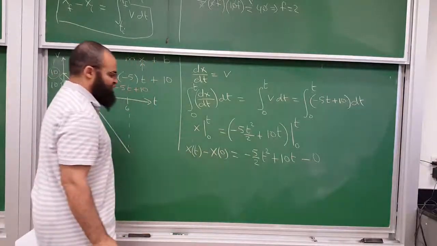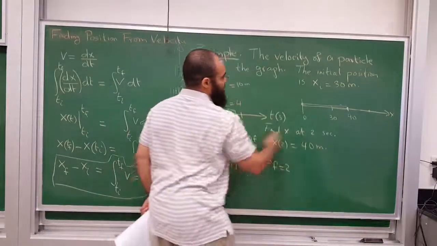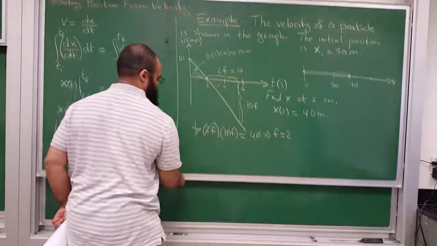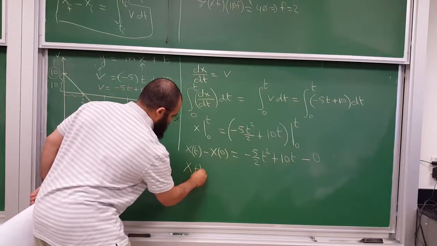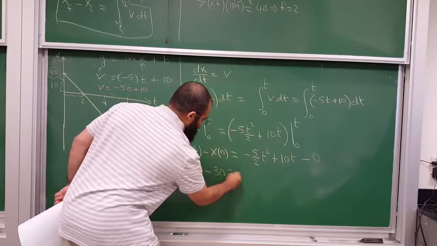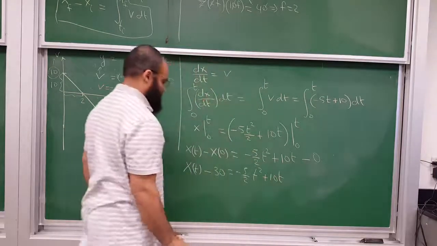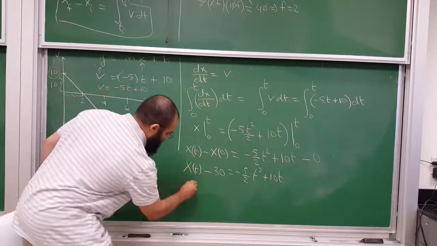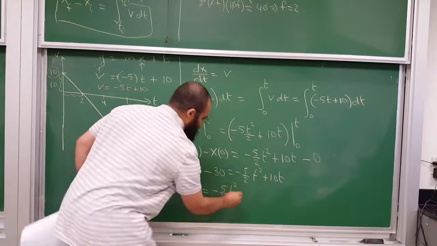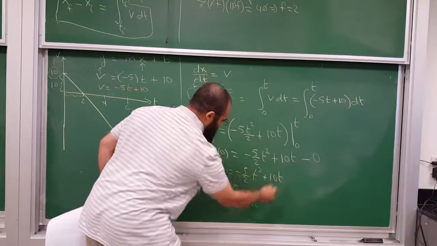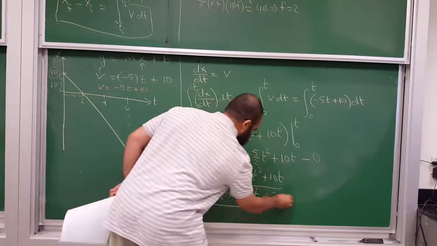What's the position at time t equal to 0? The position at time t equal to 0 was, we were told, 30. It was 30 meters. So x of t minus x at 0, that's 30 meters, is equal to minus 5 over 2 t squared plus 10t. Move the 30 to the other side, and you get x of t will be minus 5 over 2 t squared plus 10t plus 30. Move the 30 to the other side, it becomes positive 30. So that is the position versus time.